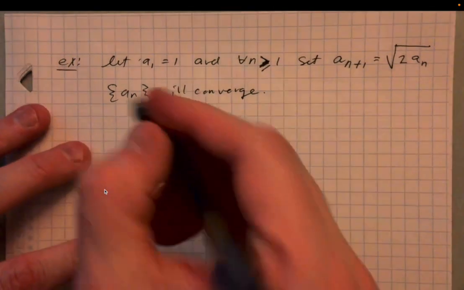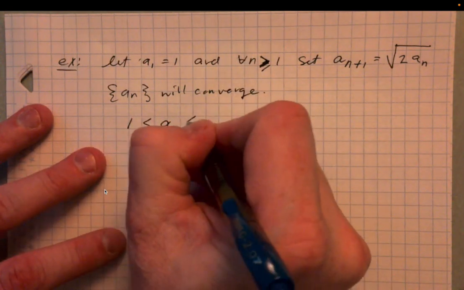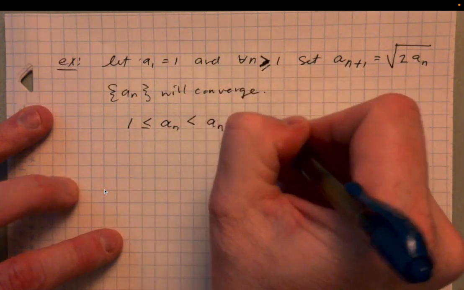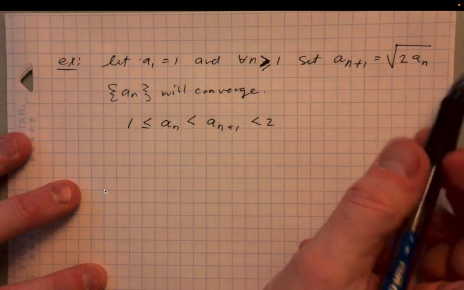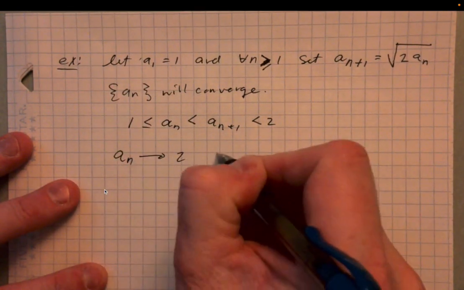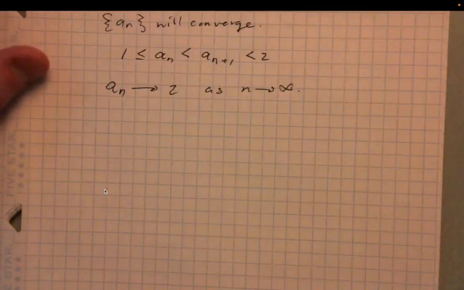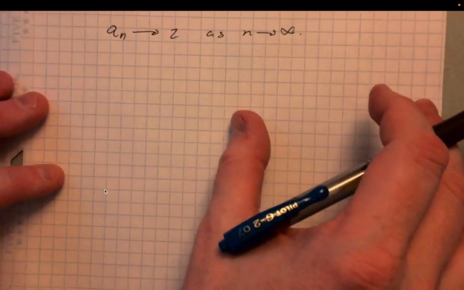Okay. And what we'll end up showing here is that 1 is less than or equal to a sub n, which is less than a sub n plus 1, which is less than 2, right? And so what we'll show is that the limit actually is 2. So this sequence actually converges to 2. Let's show this. The first thing we'll do is start by showing that it's monotone increasing and bounded above. Right, and we're going to use an induction argument.